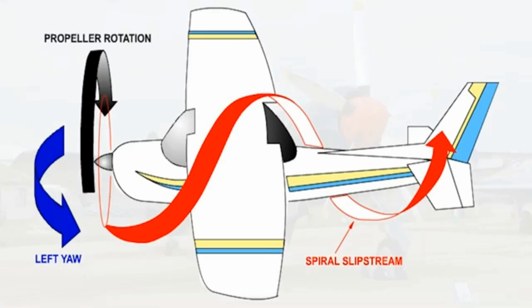Spiral slipstream effect can be reduced by any or all of the following: a small fixed tab on the rudder, the engine thrust line being inclined slightly to the right, or offsetting the fin slightly.